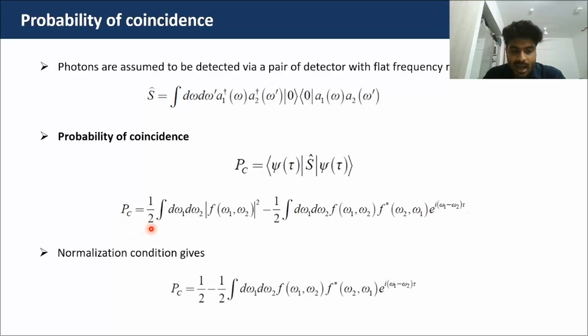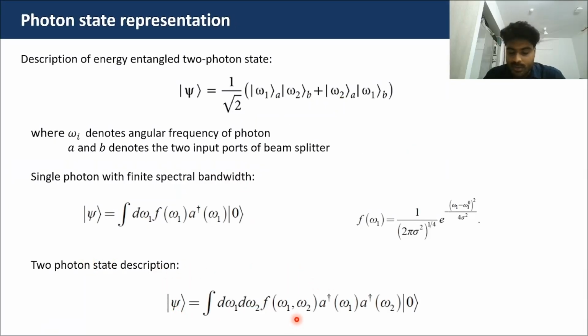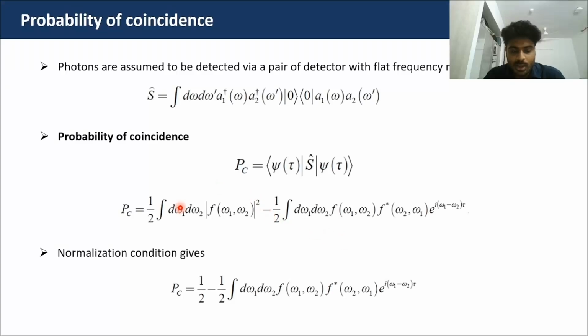The probability of coincidence, PC, is given by half of the integral of mod square of f of omega 1 omega 2 over d omega 1 d omega 2, minus the second term, that is, f of omega 1 omega 2 times f star of omega 2 omega 1, then the relative frequency difference term, e raised to i (omega 1 minus omega 2) tau. The second term is more important because the first term can be simplified using the normalization condition. If we have a close look here, this term is nothing but the normalized term. That means this can be simplified to 1 by 2.